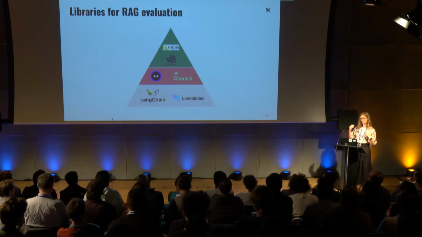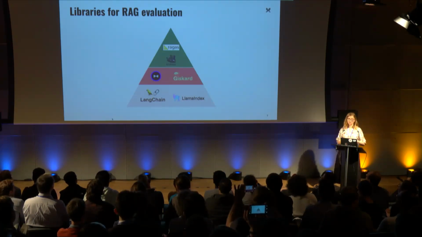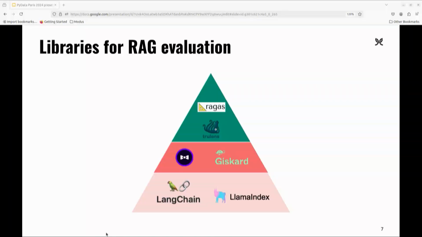Another aspect of our work is the libraries that can be used for RAG evaluation. On the top level of this pyramid, you have libraries that propose metrics and implement them, like RAGAS that we will be using throughout the presentation, and TruLens. On the second level, there are evaluation libraries that integrate those metrics into an evaluation product, which is DeepEval and Giskard, as we mentioned. And on the bottom, you have generic libraries that integrate all other tools that help you build the whole LLM application, like LangChain and LlamaIndex.